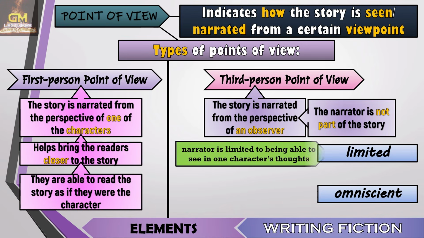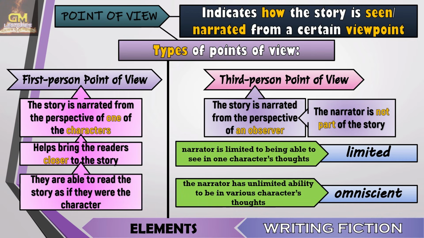In the third-person limited, the narrator is limited to being able to see in one character's thoughts, while in the third-person omniscient, the narrator has the unlimited ability to be in various characters' thoughts and to be in various areas or various locations and various events in the story.